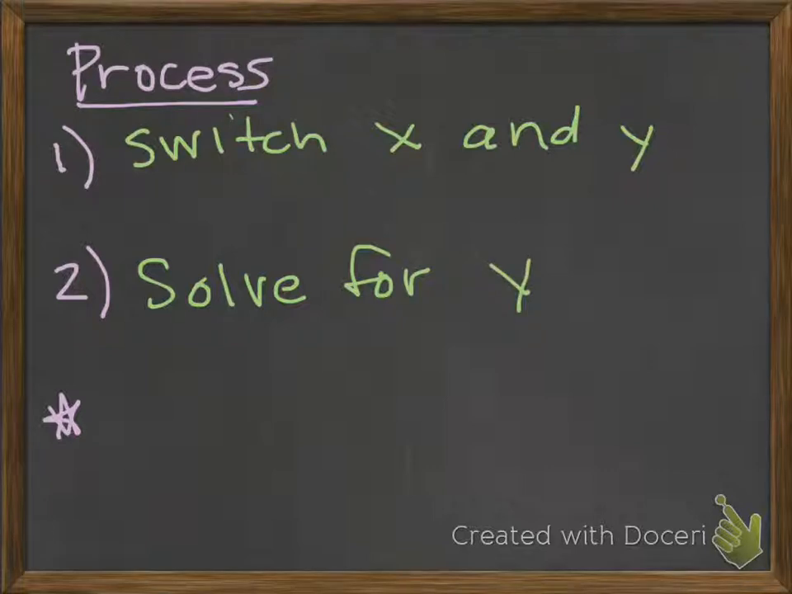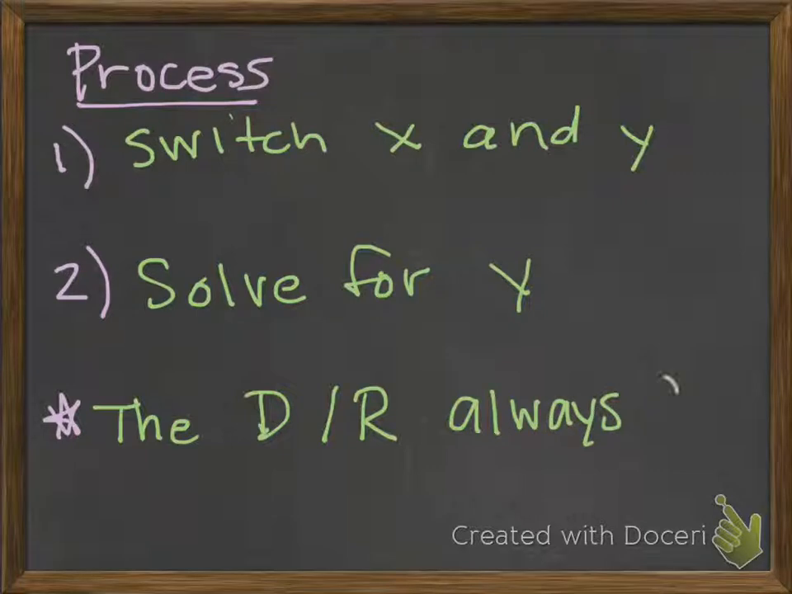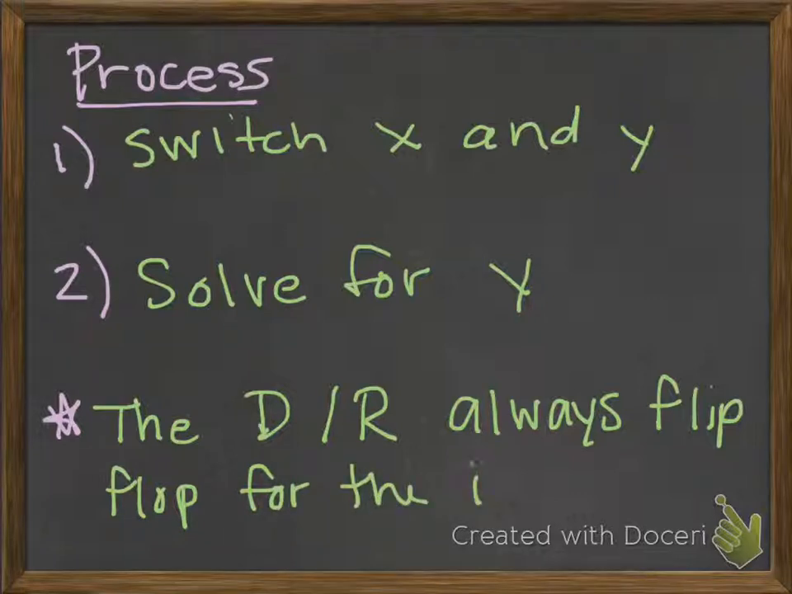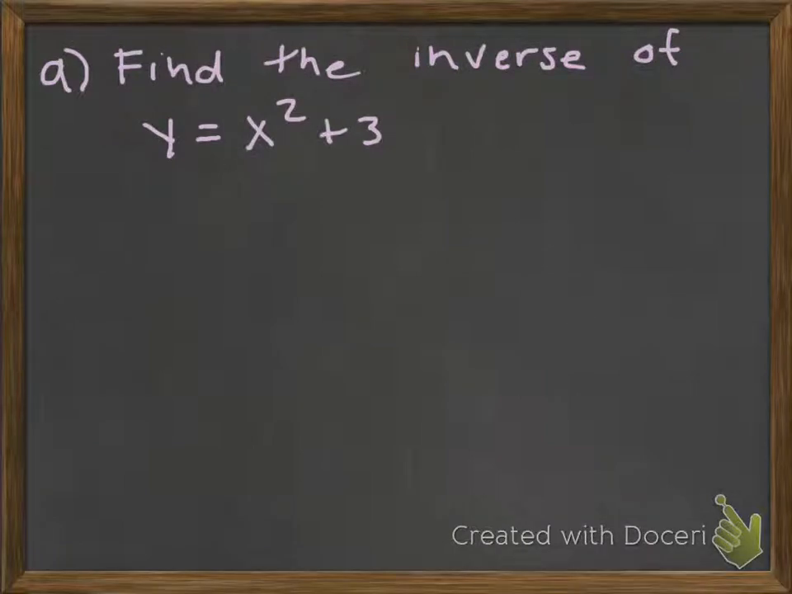And below that, we're going to put a star, and what I want you to write is the domain and range always flip-flop for the inverse. And what I mean by flip-flop is that my domain becomes the range and the range becomes the domain for the inverse function. So now going back to the actual problem, for example 2, letter A says find the inverse.